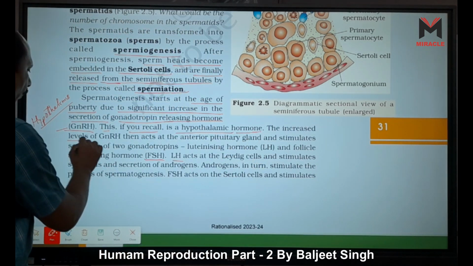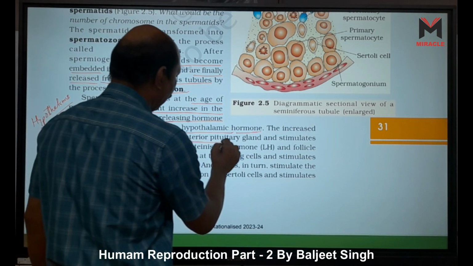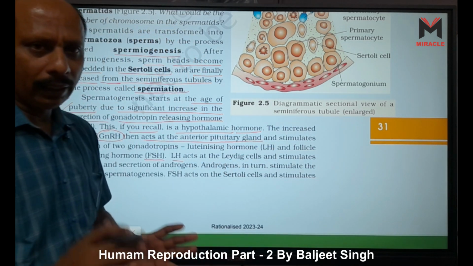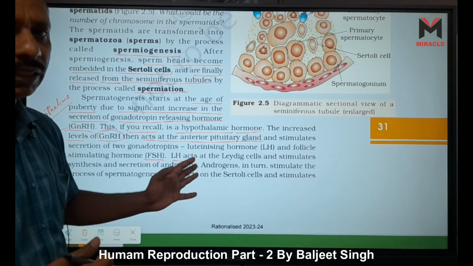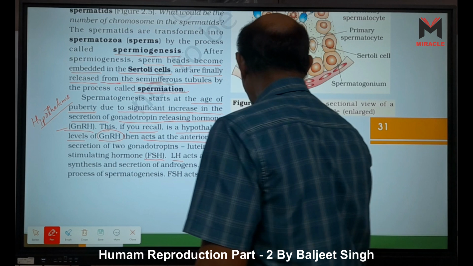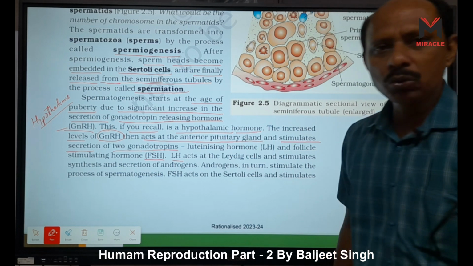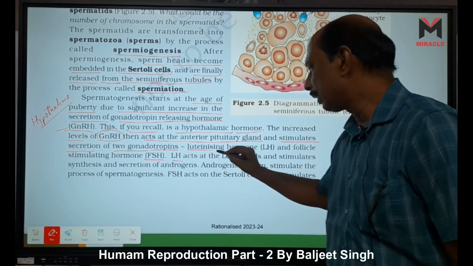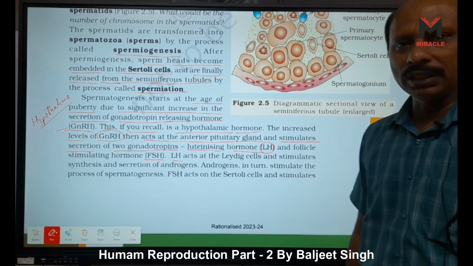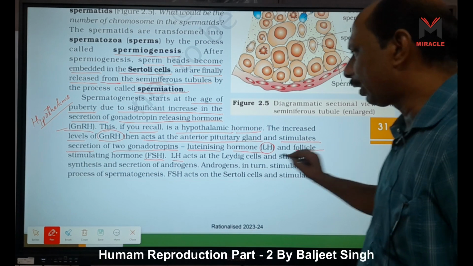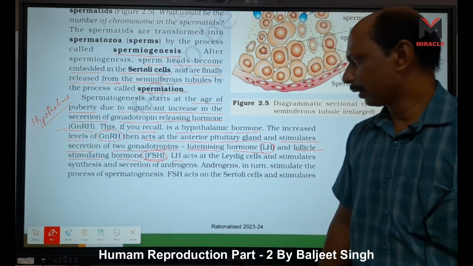The increased level of GnRH, because it is a releasing hormone, acts on the anterior pituitary gland. Anterior means the pars distalis part of the pituitary gland, and it stimulates the secretion of two gonadotropins. These two gonadotropins are luteinizing hormone, LH, also called ICSH, interstitial cell stimulating hormone, and follicle stimulating hormone, that is FSH.